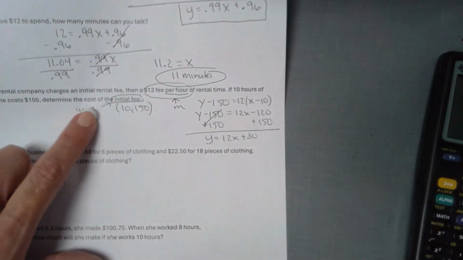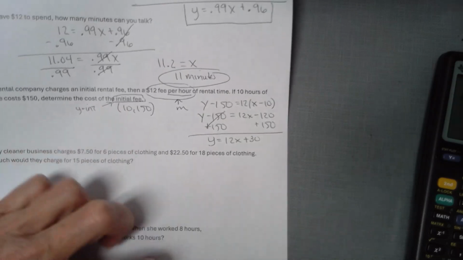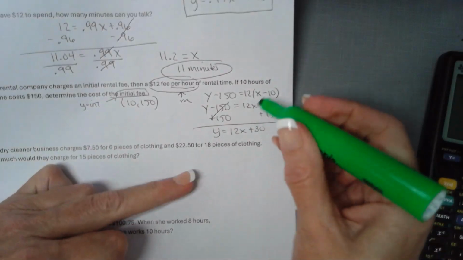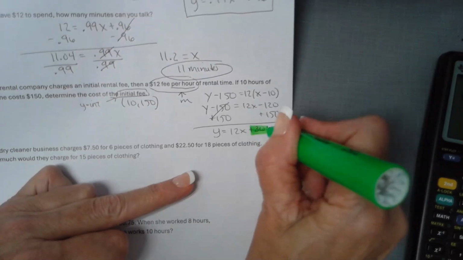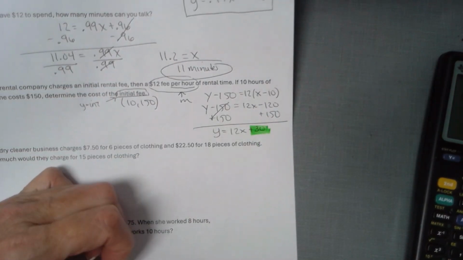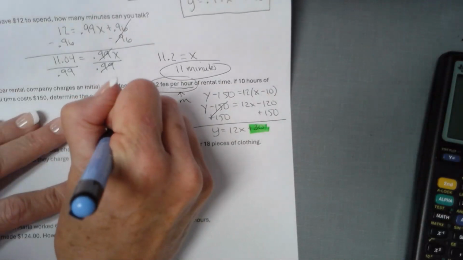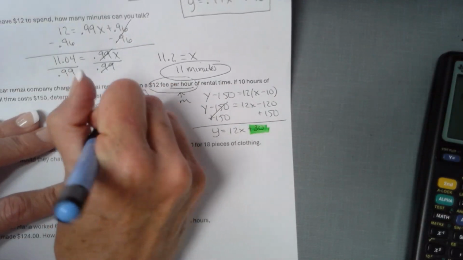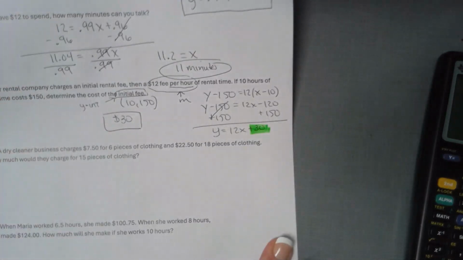And now it says determine the cost of the initial fee. Well, this is your y-intercept. The initial fee was $30. So your answer would be $30. Okay.